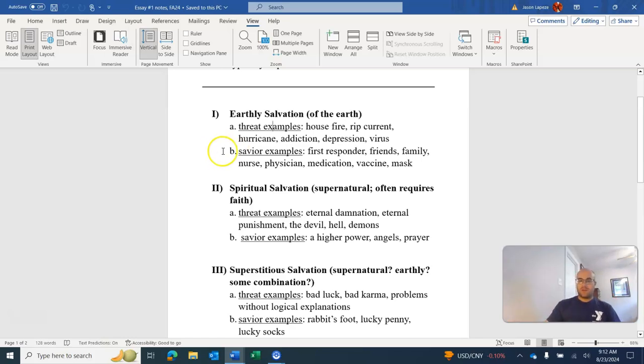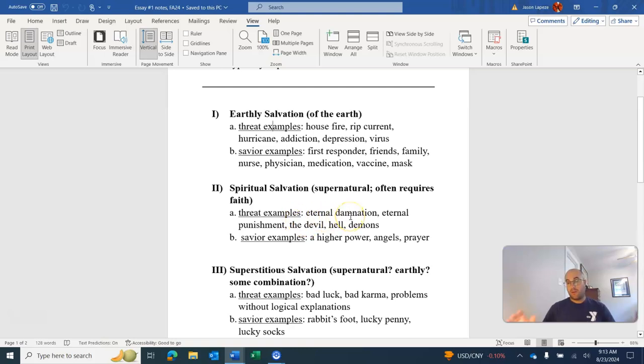Different than earthly would be spiritual. These are things that are supernatural, and often they require faith or belief without the existence of any sort of evidence. Examples, in Christianity, people consider threats like eternal damnation or eternal punishment. Many religions consider some sort of devil or hell or demon as a spiritual threat. And then the saviors in those spiritual examples would be the higher powers or the angels or angelic figures or prayer or chants or incantations, things that you can do and entities you can pray to or hope to intercede on your behalf to save you from these spiritual threats.